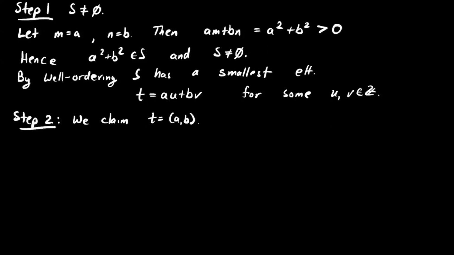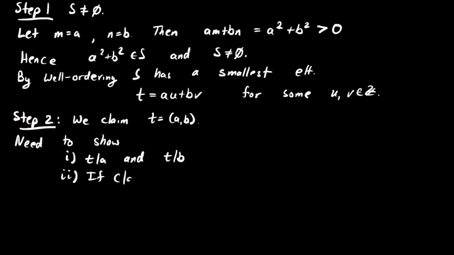So we're going to now claim that this number T, the smallest element of S, is actually the greatest common divisor. So we need to show two things. We need to show, one, that T divides A and T divides B. And two, if C is an integer, C divides A and C divides B, then C is less than or equal to T. So we need to show these two parts. Okay, so let's begin our proof of that.